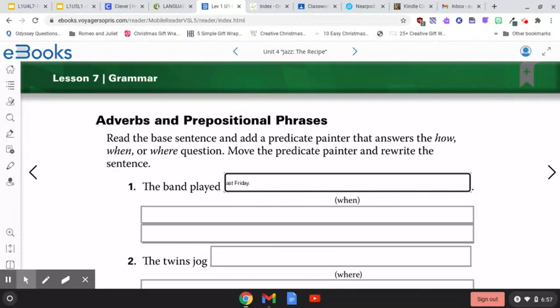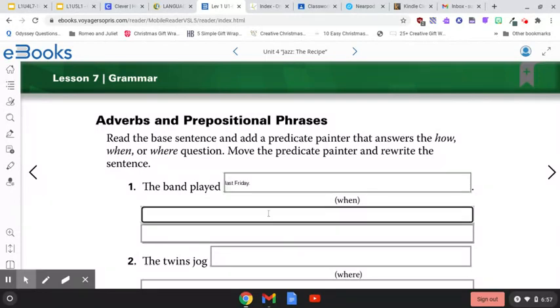And remember, we can move those predicate painters to the beginning of the sentence and say, last Friday, the band played. But if we move it to the beginning of the sentence, we're going to need to put a comma after Friday. So we're going to say, last Friday, comma, the band played.